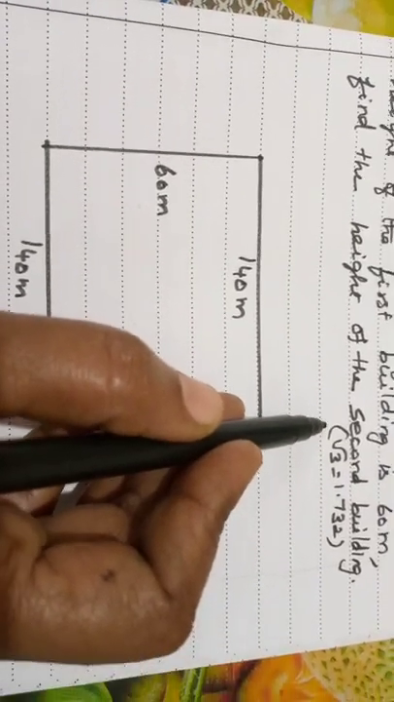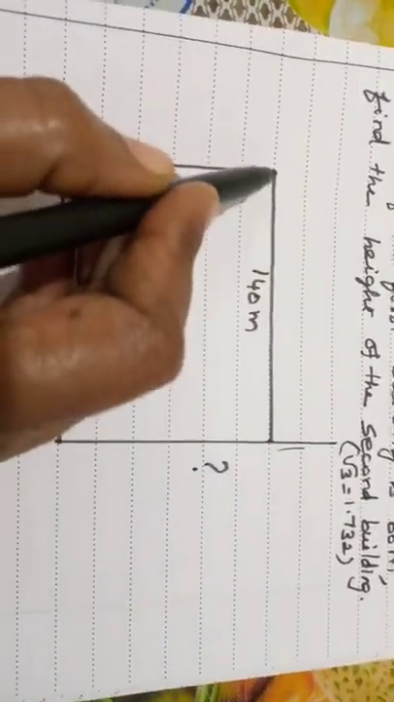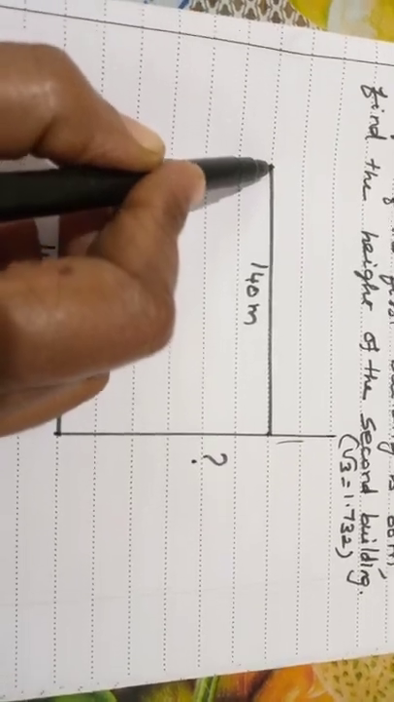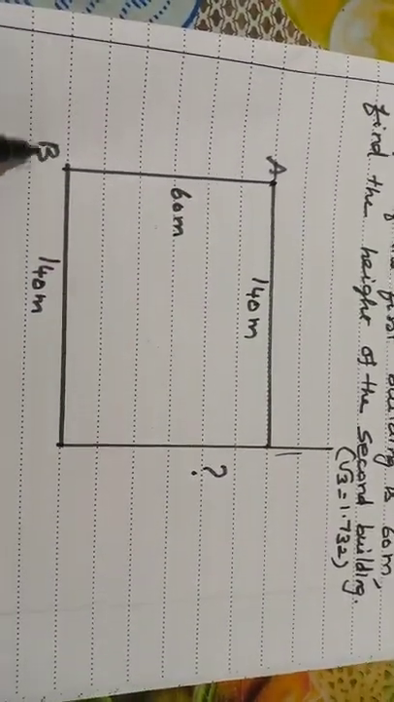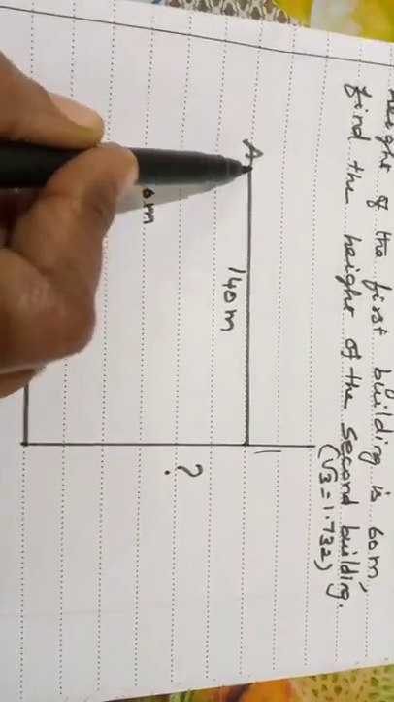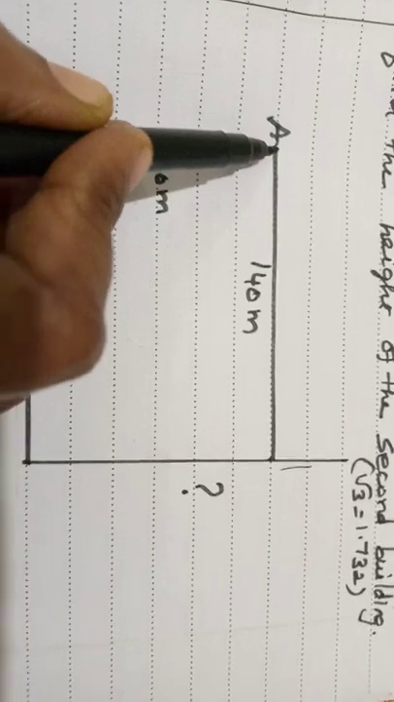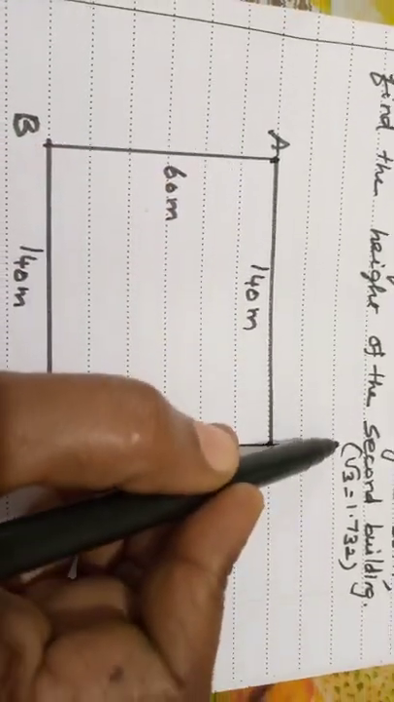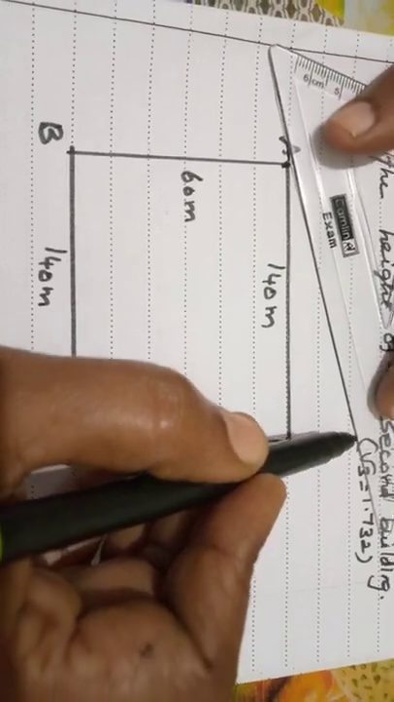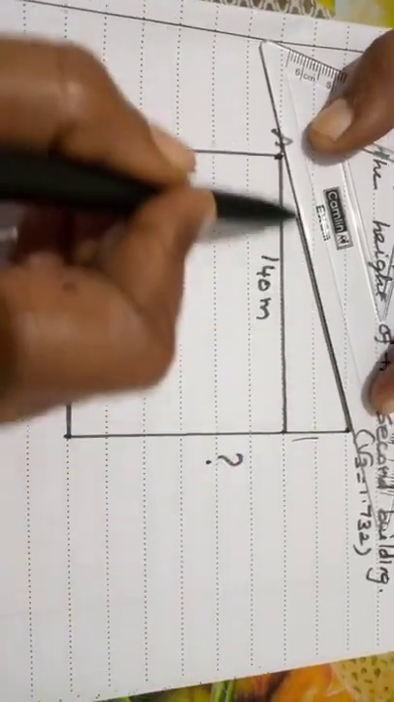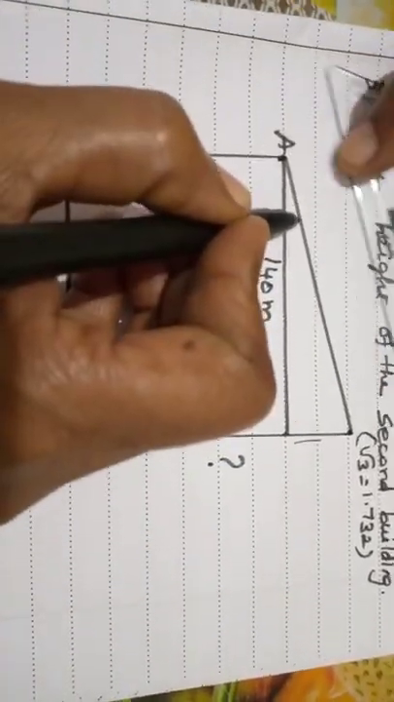So what is given as the angle of depression? Angle of depression of the top of the first building. Top of first means here. Let us name it AB. AB is the first building, so the top is A. So the angle of depression of the top of the first building when seen from the top of the second building is 30 degree. So it is the angle of depression.